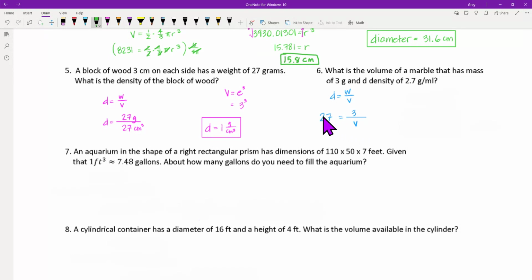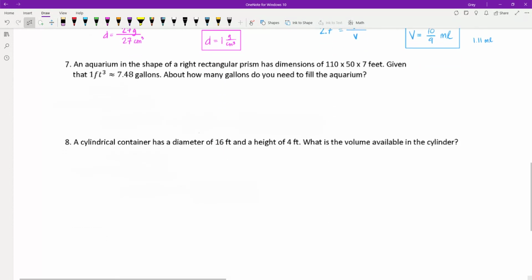If the variable's on the bottom, I can just switch these two. So that means that V equals 3 divided by 2.7, whichever your calculator is tells you that that's 10.9 milliliters, because that's the volume. This is the volume, and this is the weight, which is why the density has both. So 10.9 milliliters, if they asked you to carry that out, it would be 1.1 milliliters. All right, number 7. Just 2 more, y'all, real quick.